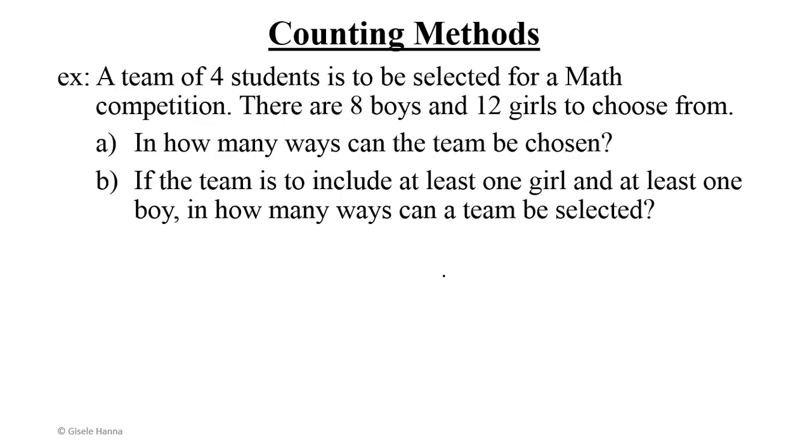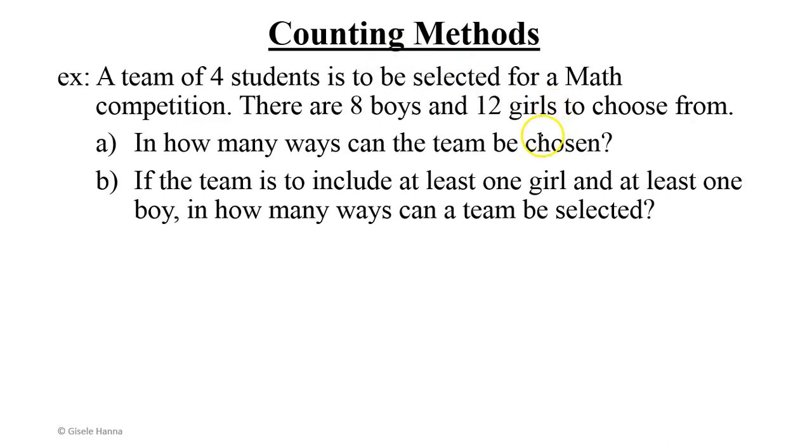Okay, now in this example, we have a team of 4 students that needs to be selected for a math competition, and we have 8 boys and 12 girls to choose from. So again, the first question you'd ask yourself, does the order matter? Now over here, what we're doing is just selecting 4 students for a math competition. So if I chose person A before B or person B before A, it would not really matter here. I would still be leaving with the same group of 4 students for the competition. So no, the order here does not matter.